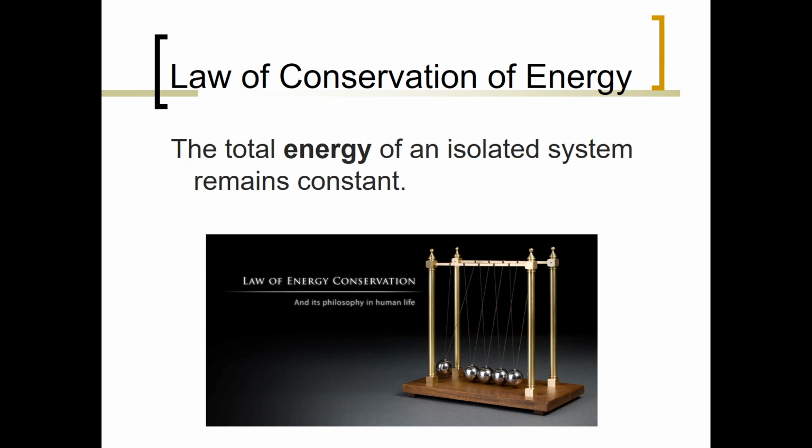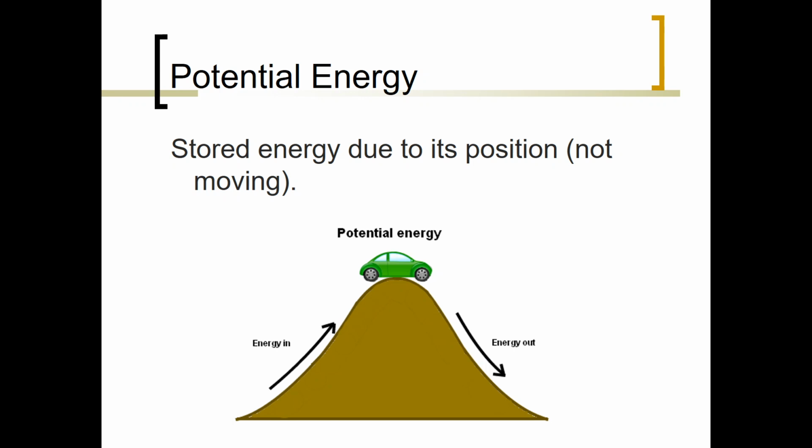In a system, the total energy of an isolated system remains constant. So this is known as the law of conservation of energy. The total energy of an isolated system will remain constant. If I go too fast, tell me to stop.